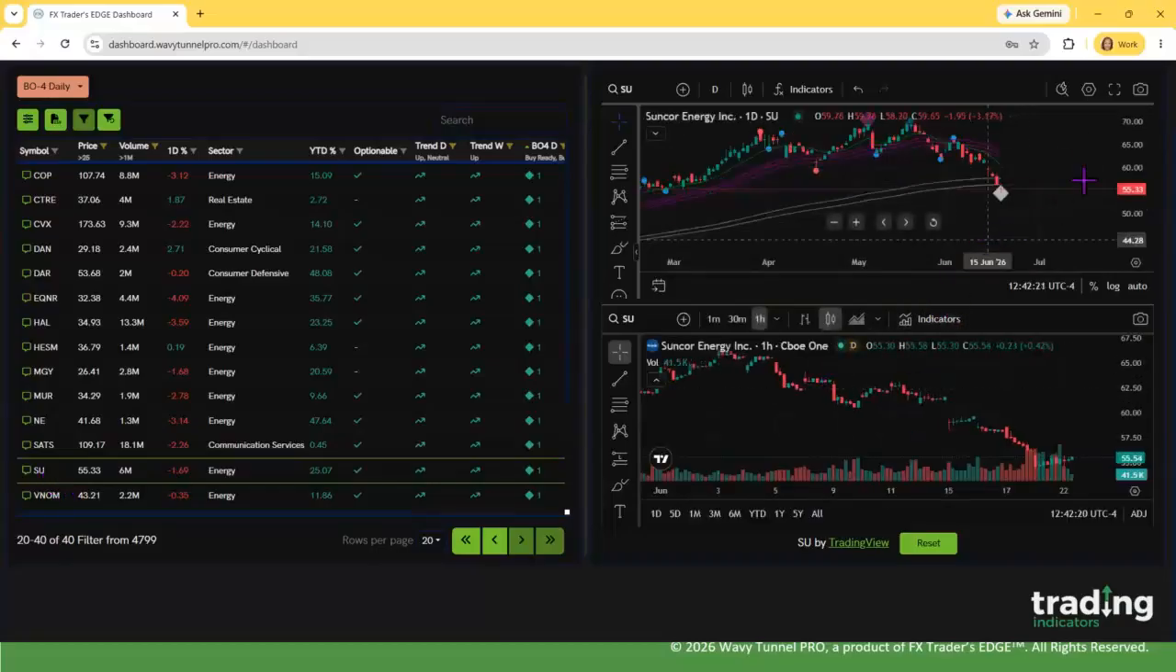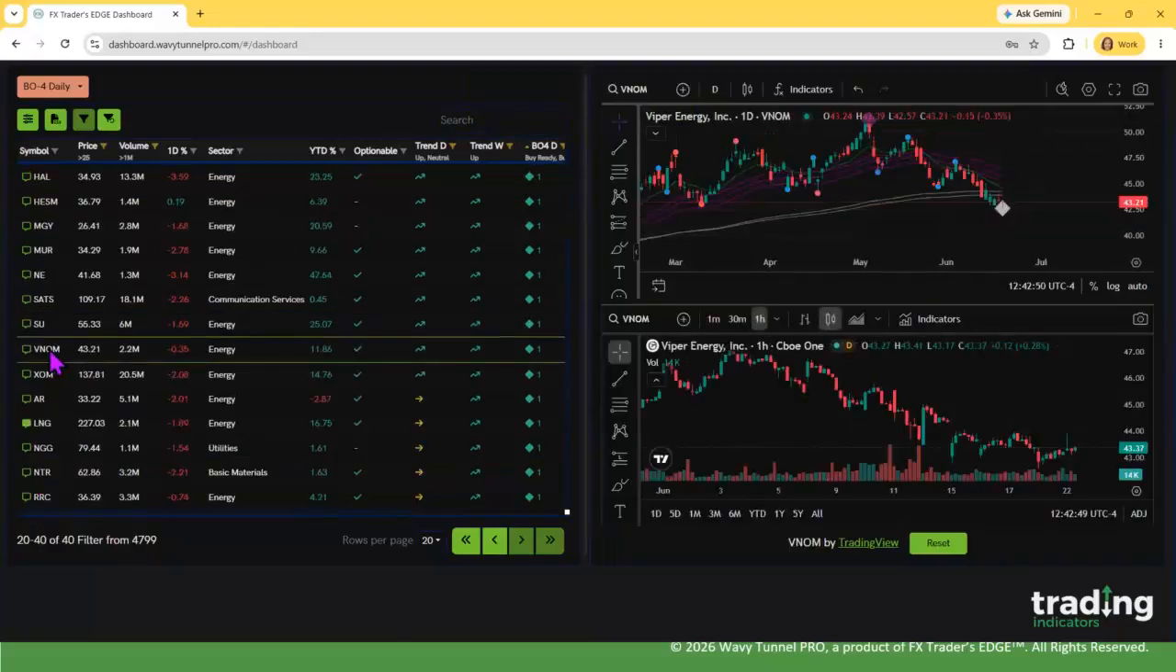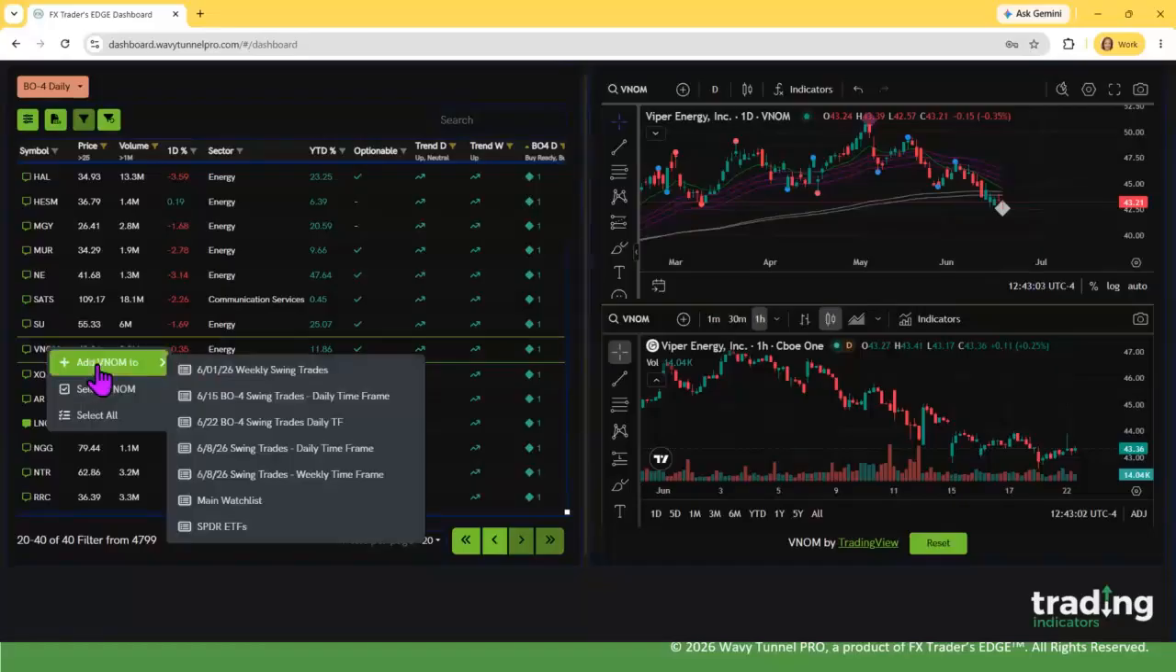The next one, Suncor Energy. I can put this on the watch list. We do need to see some more consolidation and a move above the filter for this one. We're almost done going through this list. Okay, Viper Energy, another energy company. Notice there are lots of energy companies on here. I can put this on the watch list. It doesn't look so bad. Let's see some consolidation with price moving above the filter.